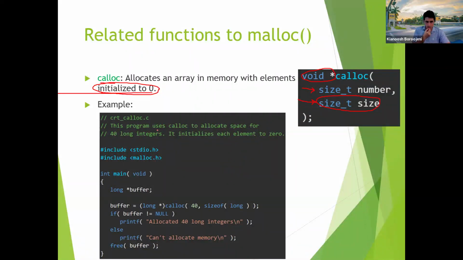Let's say you want to write a program. That's an example of calloc. Let's say you want to write a program that uses calloc to allocate a space for 40 long integers, and you want to initialize all the elements to 0. That means every single long integer is initialized to 0. You need to include stdio.h, and here it says malloc.h, but you can do stdlib.h.